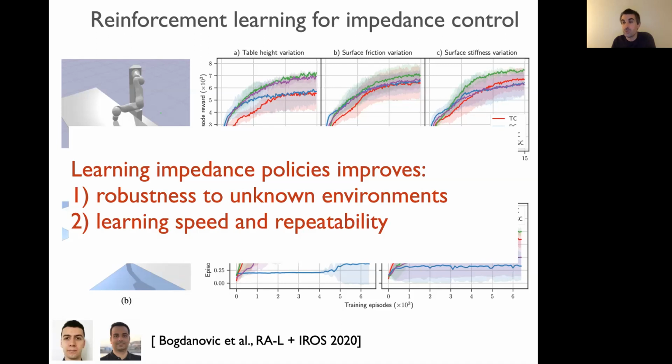It helps to learn more robust policies, and it seems to be because it's easier to learn in this way, since you can explicitly separate what is the task and what is the way to react to uncertainties. It also improves the learning speed, but mostly it improves the repeatability of the learning.